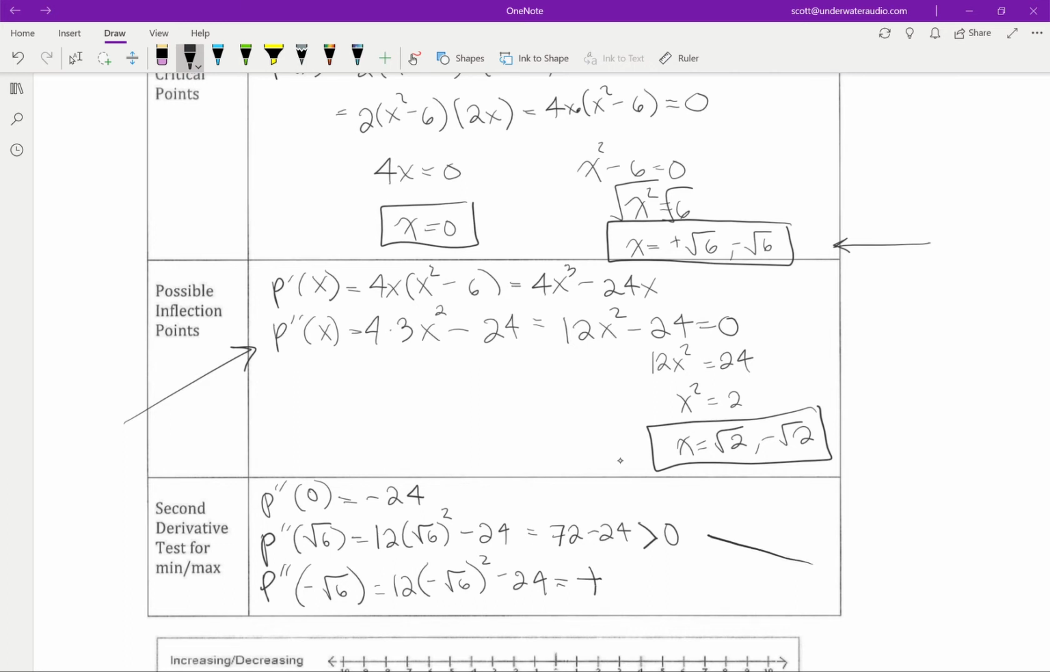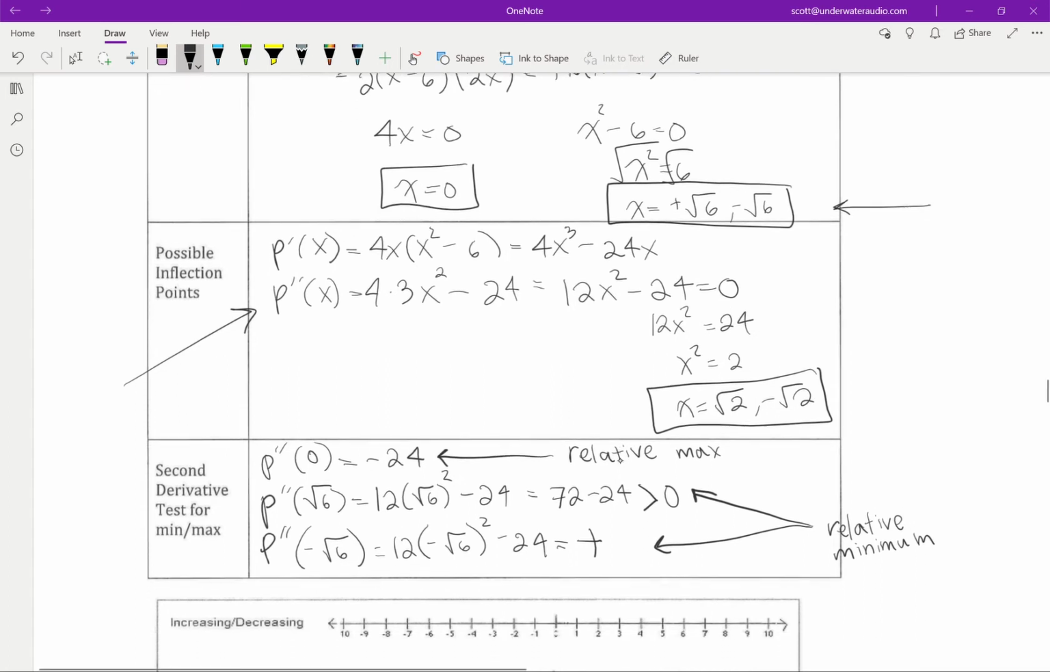So I get two things, and then this takes some memory recall. If the second derivative is positive, that one is a relative min. Now, if we get a second derivative that's negative, that tells me that it's a relative max. Cool. Okay, let's keep going.